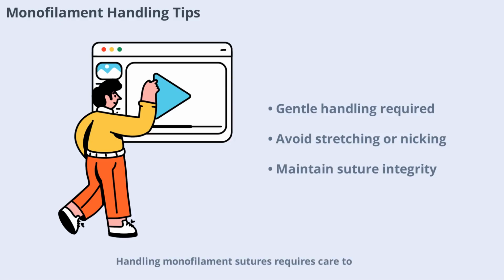Handling monofilament sutures requires care to avoid stretching or damaging the strand. Surgeons should use gentle techniques and avoid excessive force when tying knots. Any nick or crimp can compromise the suture's strength, so precision is key. Proper handling ensures the suture maintains its integrity and provides reliable wound closure.